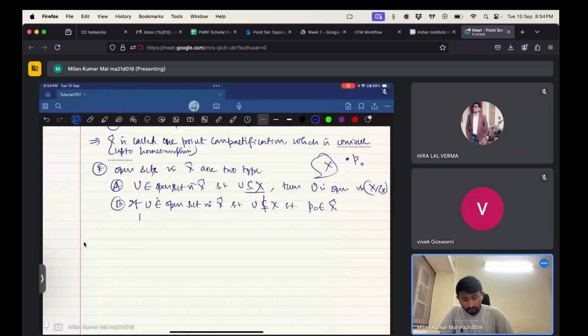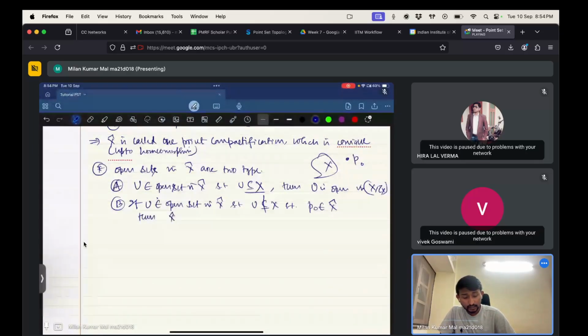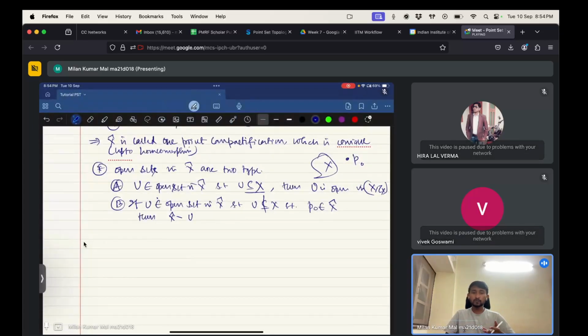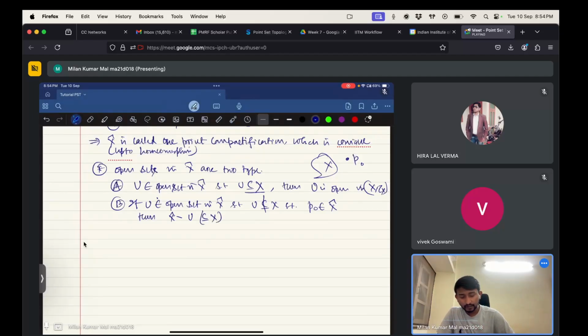Then X cap minus U. Note that X cap has the p naught point, but X cap minus U doesn't have the p naught point. This is a subset of X, a compact subset of X, in tau X. Okay, so these are the total collection.